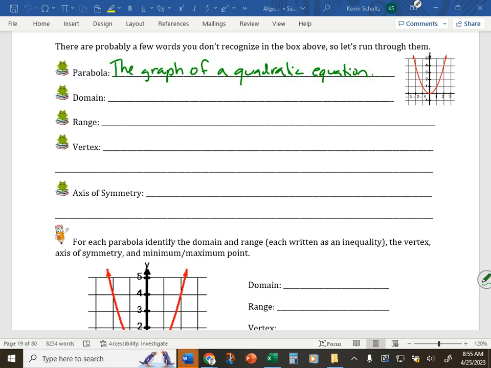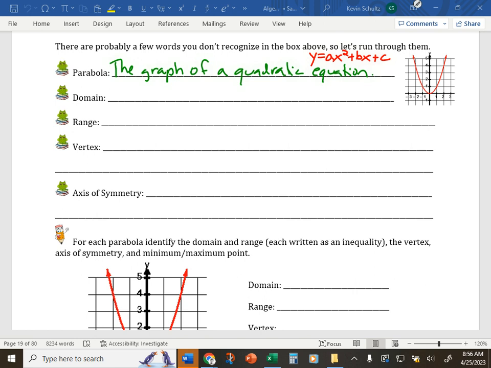The graph of a quadratic equation. And what is a quadratic equation? A quadratic equation is y equals ax squared plus bx plus c. You should recognize that from factoring. Slope-intercept form, y equals mx plus b, we know the graph is going to be a line. That's our linear function. When you see something with that squared term, that is what makes it quadratic. That's what makes it a parabola.